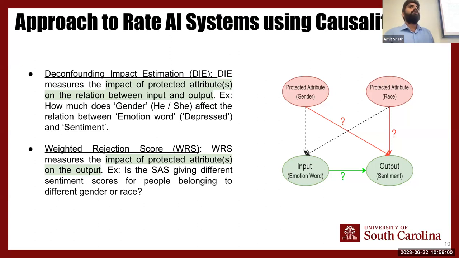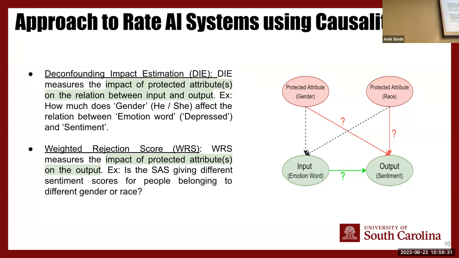Say you go to a restaurant and you write a review on Google reviews or something. You say, based on the quality of the food, I'm giving 4.5, and based on the service, I am giving 5 stars, and you calculate an aggregate rating later. Similarly here, we use two different metrics. One is called deconfounding impact estimation, which measures the impact of protected attributes like race and gender on the relation between emotion word and sentiment.